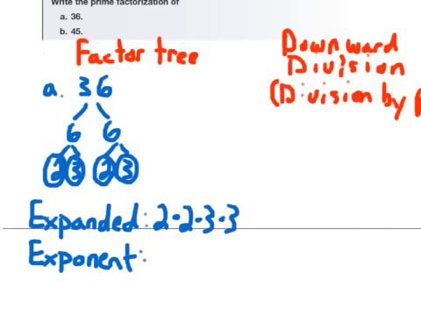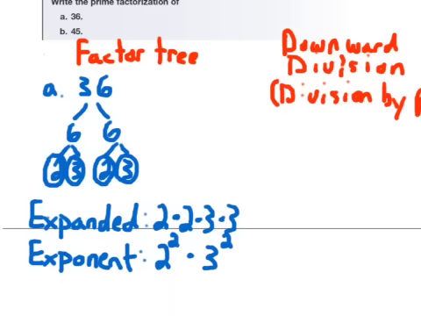Here's exponent form. We're looking not for all the factors necessarily, but the different factors. So what different numbers am I multiplying together? Well, I'm multiplying some 2's together, and I'm multiplying some 3's together. Alright? But then, 2 times 3 does not equal 36. So what I have to do is put exponents that tell me how many 2's I have and how many 3's I have. Well, I've got 2 2's and 2 3's. So I put those as exponents there.